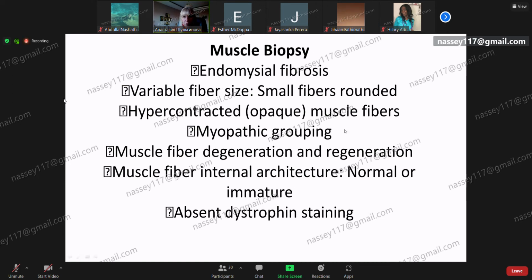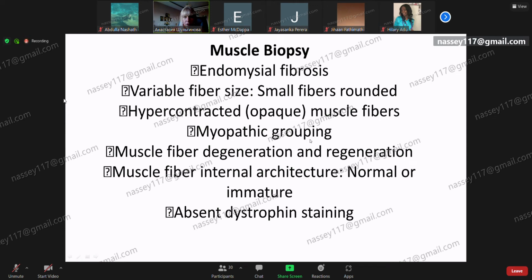Then, muscle biopsy. What will we say about muscle biopsy? Variable fiber size, small fibers around it. Then myopathic grouping of the fibers. Muscle fiber degeneration and regeneration. Muscle fibers with internal architecture normal or immature. Absent dystrophin stain.